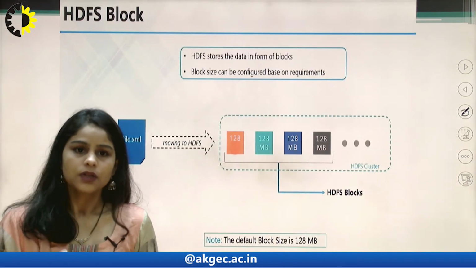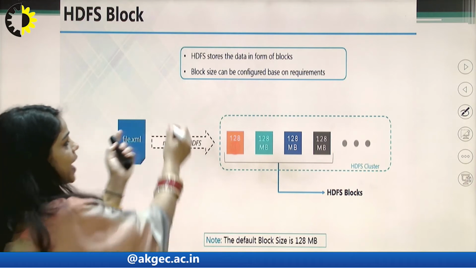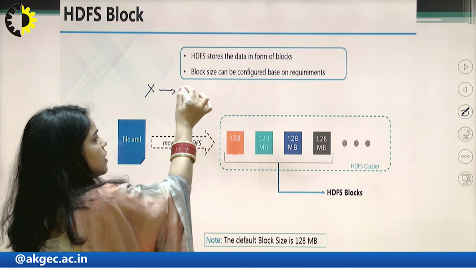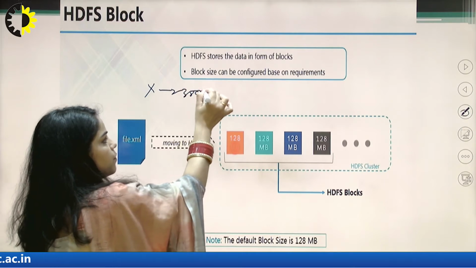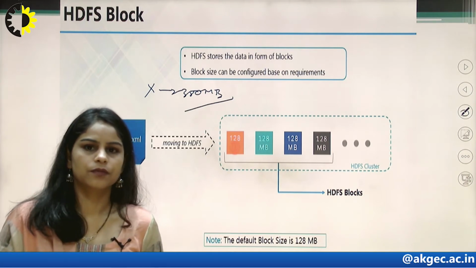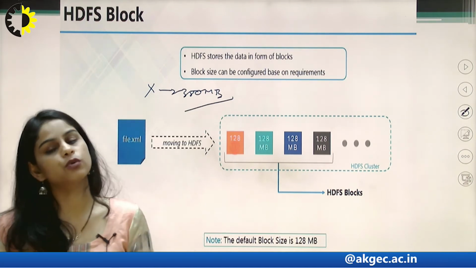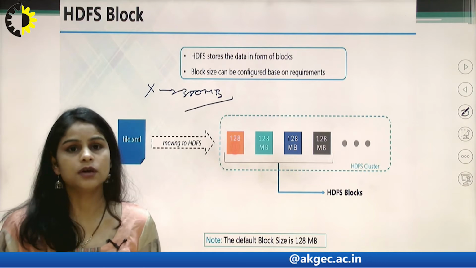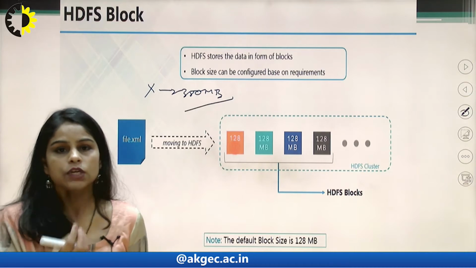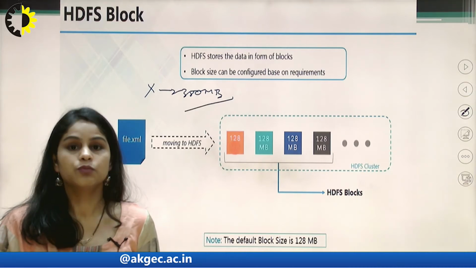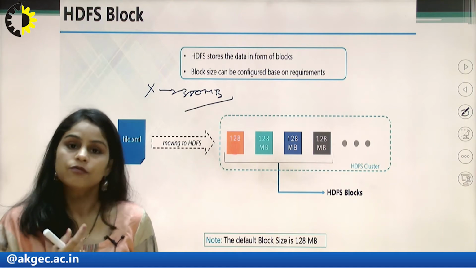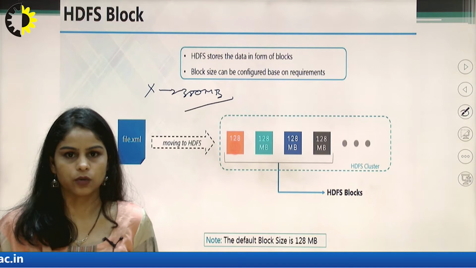Now, we know if I am dumping a file, let's say X, of a larger size, let's say 380 MB, it is a large file. What I have to do before dumping or storing it into HDFS or the data nodes is divide this file. I have to break it into smaller chunks, smaller files. And after this division, we will dump them into the data nodes, right?